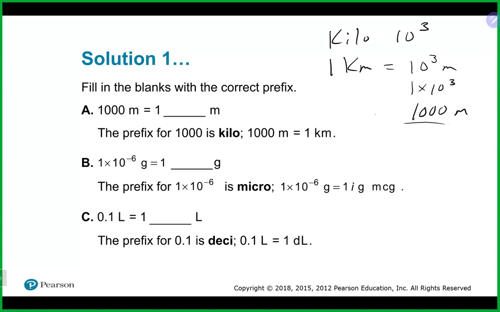1 times 10 to the minus 6 grams is a microgram. And this is what I was saying earlier. We did micro a second ago. The true symbol for micro is that U symbol for micro. But your book bounces between those two things. So sometimes they'll use that symbol, and then sometimes they'll use this for micrograms as well.